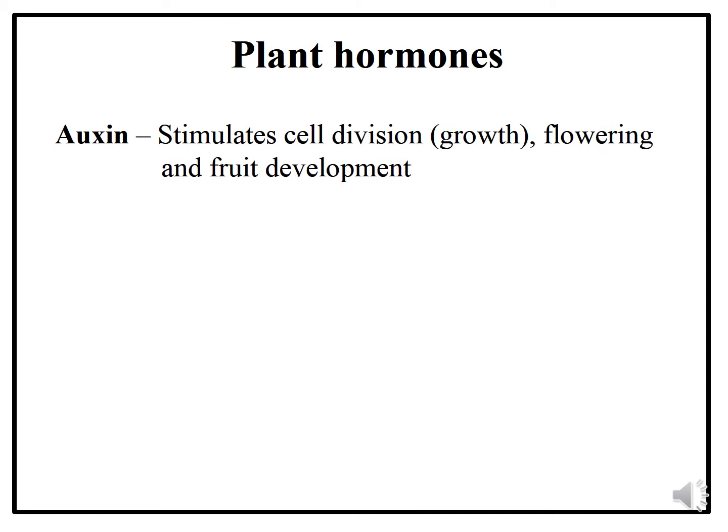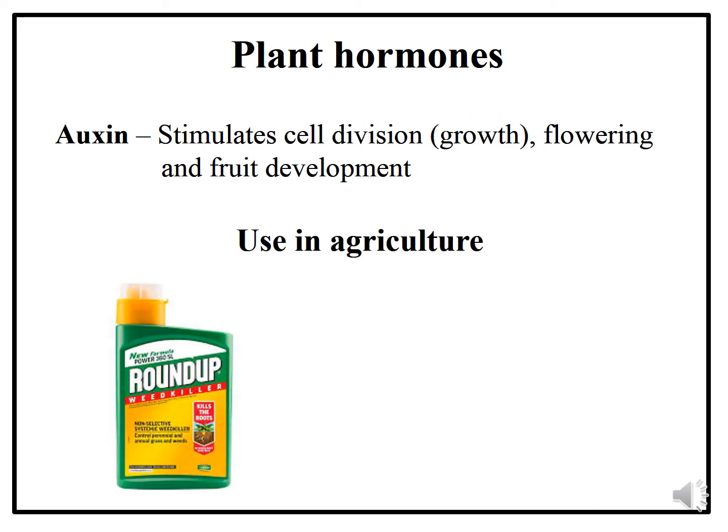The first plant hormone that you need to know about is called auxin, and auxin stimulates cell division. So it's involved in cell growth, with growth of the plant. It's also involved in flowering and fruit development. So what is its use in agriculture? Auxin is used in weed killers such as Roundup.